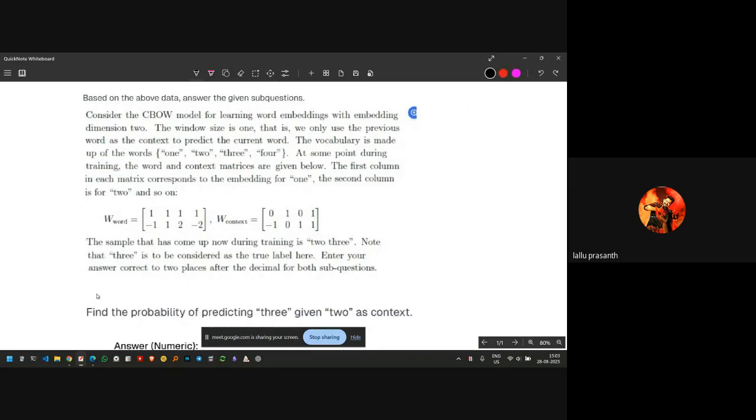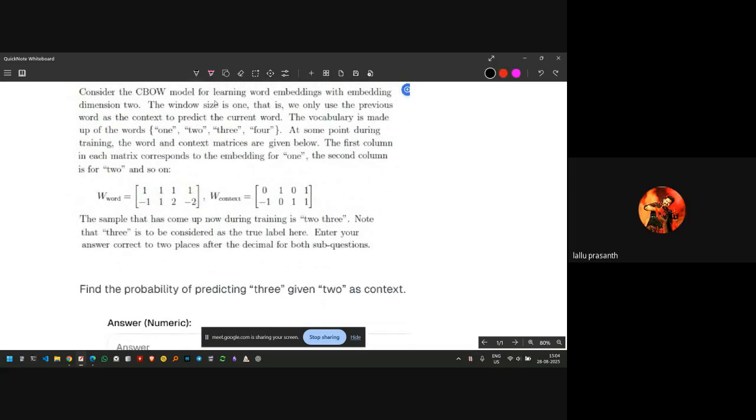Consider the CBOW model for learning word embeddings with the embedding dimension 2. The window size is 1. That is, we only use the previous word as the context to predict the current word. The vocabulary is made up of the words 1, 2, 3, 4. At some point during training, the word and context matrices are given below. The first column in each matrix corresponds to the embedding for 1. The second column is for 2 and so on. W word and W context matrices are provided. The sample that has come up now during training is 2, 3. Note that 3 is to be considered as the true label here. Find the probability of predicting 3 given 2 as context.